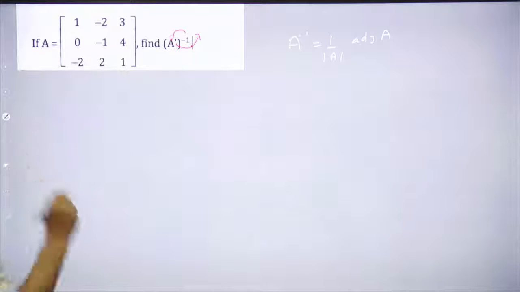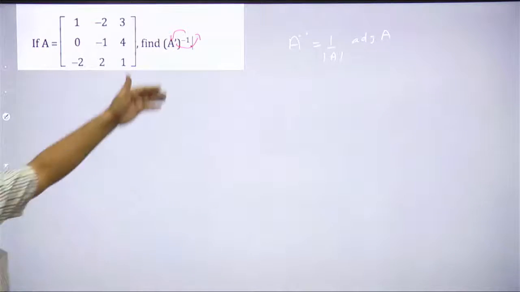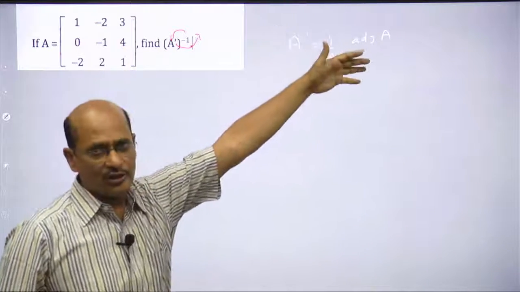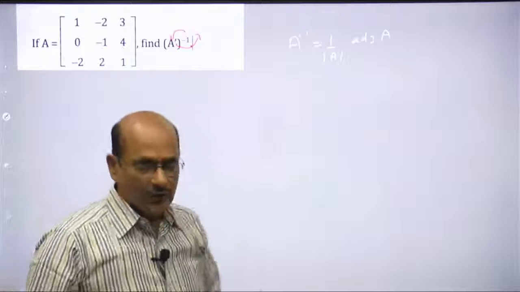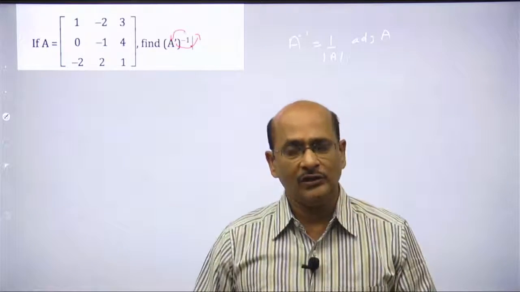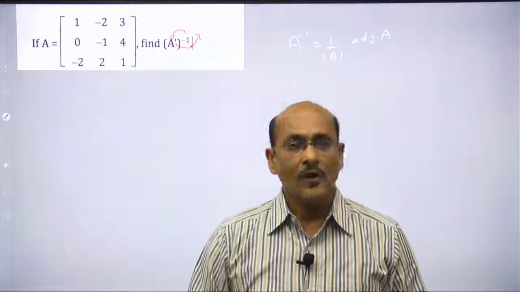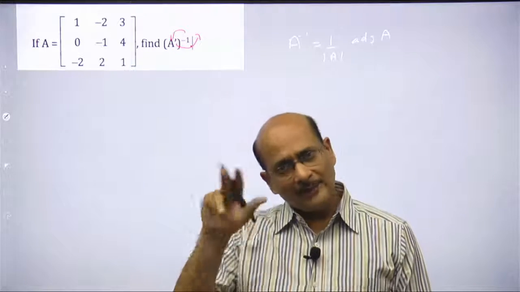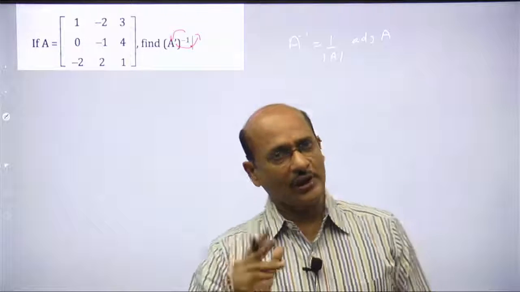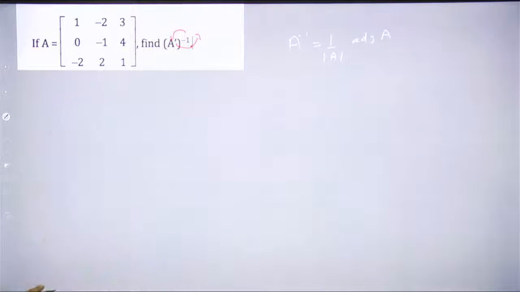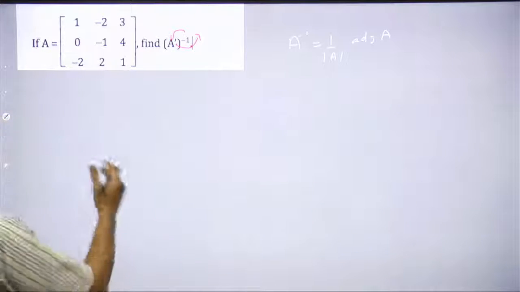So let us begin with the question. First point is A inverse is 1 upon determinant A into adjoint A. Remember, whenever you are finding an inverse, you have to first identify whether the inverse exists or not. The inverse exists when the determinant of A is not equal to 0. So let us get the determinant quickly now. In case I go wrong, you can just let me know.